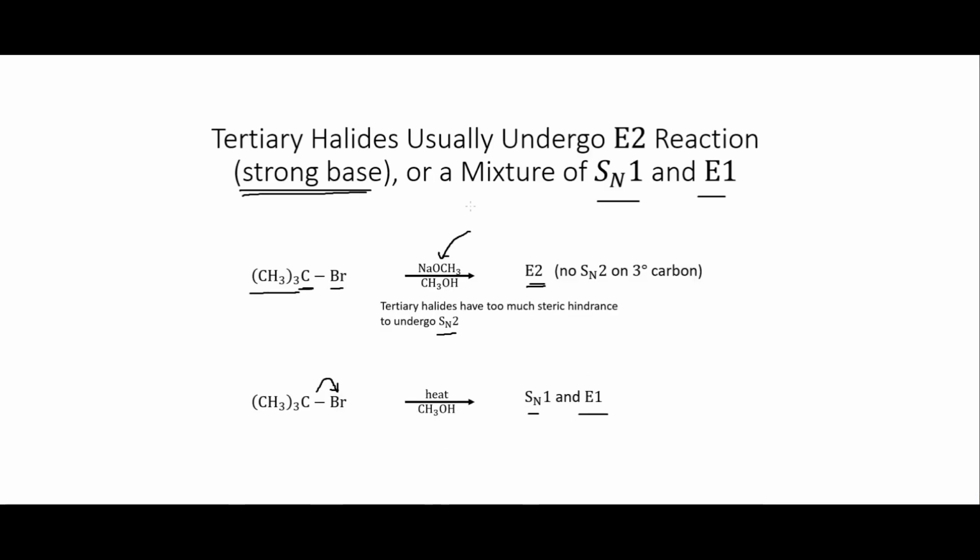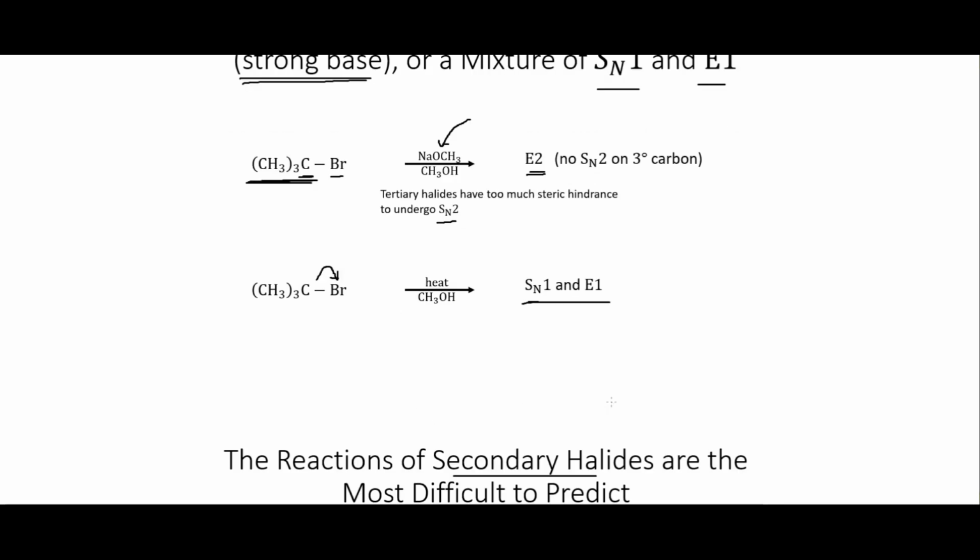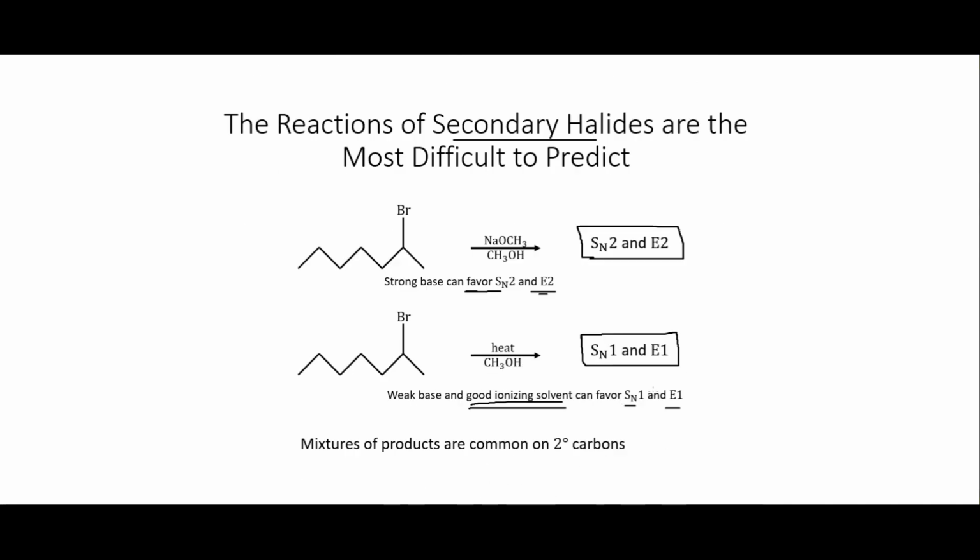So tertiary halides usually undergo E2 reaction if we have a strong base, and that's because we are now sterically hindered on here, preventing the SN2 on there. And so if we then have a weak base instead, we can try to get the SN1 and E1 reactions here. So the reactions of secondary halides are the most difficult to predict, as I said.